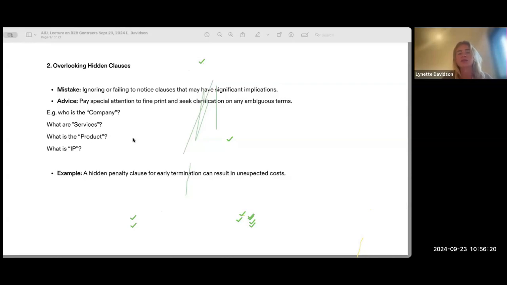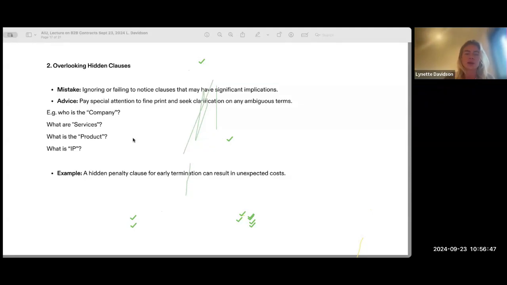So you can think about who is the company. If you refer to the company, who's the company? Is that only the subsidiary of the company, or can it be the group of the company? Services, what type of services can be defined here? What can we include in these type of services? What is the product? Is it going to be the end product, or is it product A, or maybe product A under the specific line?